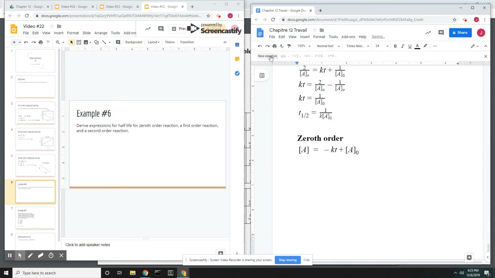Now let's take a look at the 0th order. So in this expression as well, initial concentration does impact the overall expression for the half-life. That is something to keep in mind.